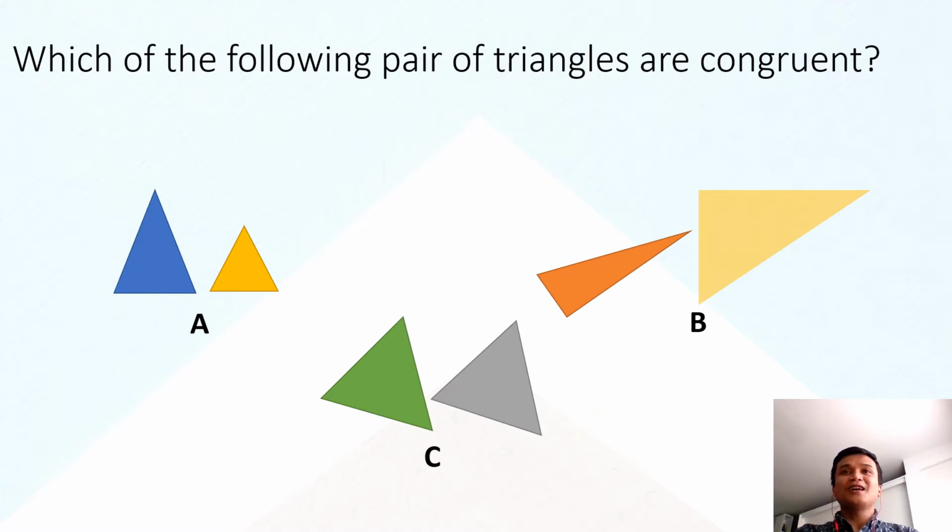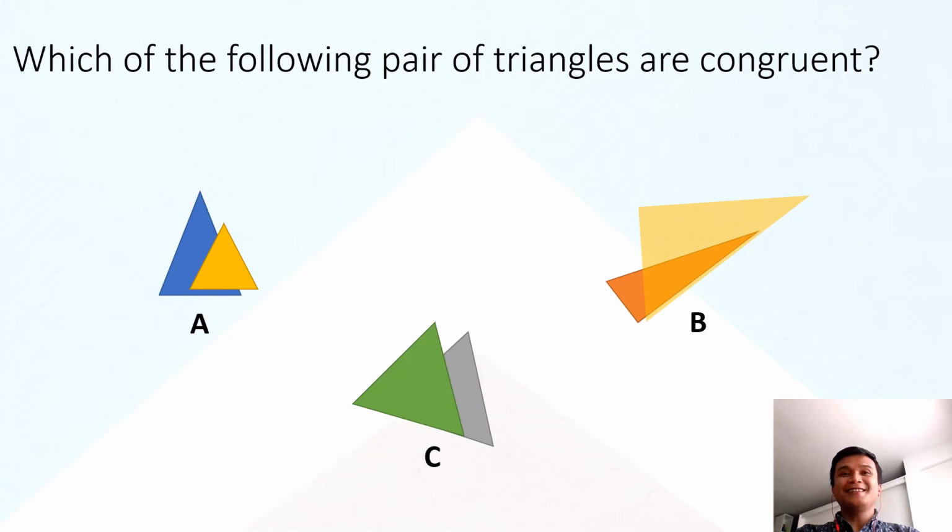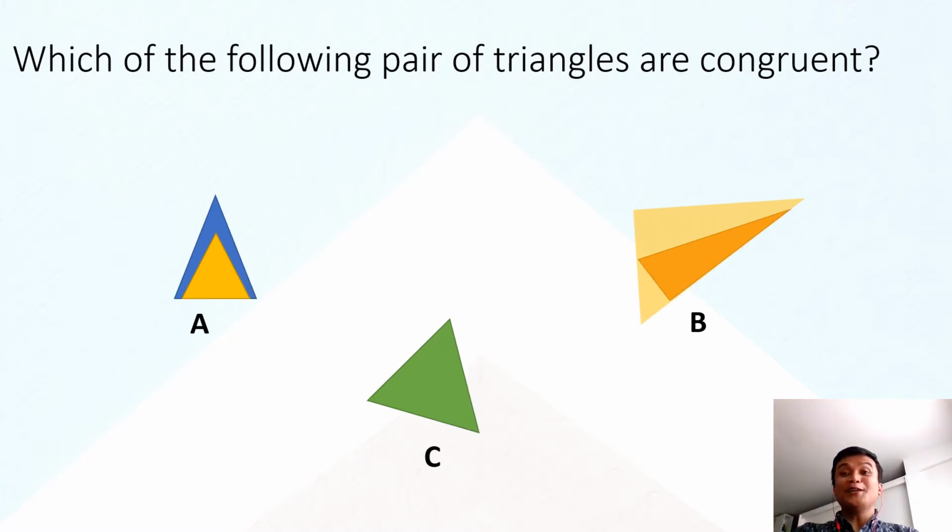Time is up. Let's check if the following triangles perfectly fit each other. Okay, let's try another one. Another one? Okay, what can you see? And what is your answer? Okay, very good. The answer is letter C, because the figures in letter C perfectly fit each other. They have the same shape and size. That's why they are congruent.